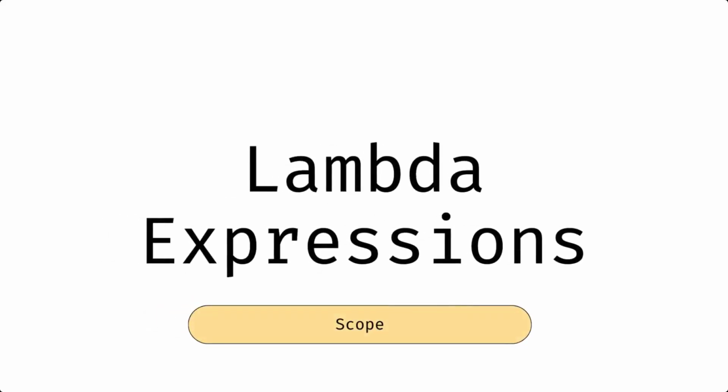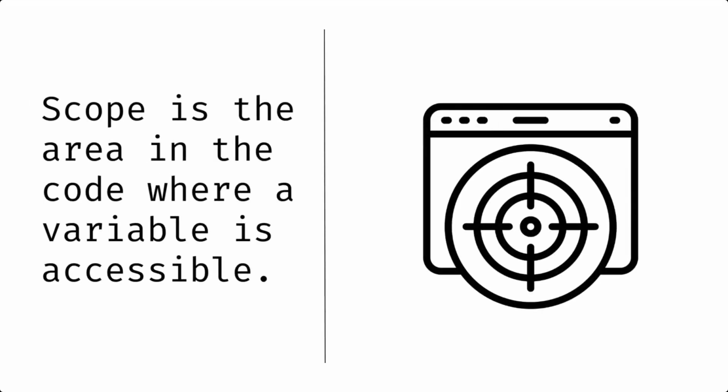Let's discuss the scope of lambda expressions. Scope is the area in which a variable is available. So for example, when we declare a variable inside a method, a local variable, this variable is only available inside that method. When we declare a variable at the class level, it can be accessed throughout the entire class.